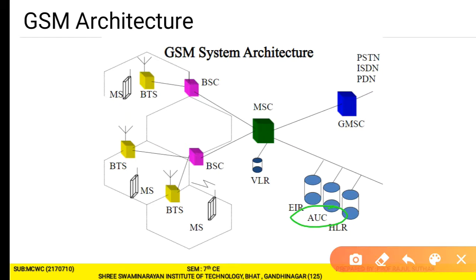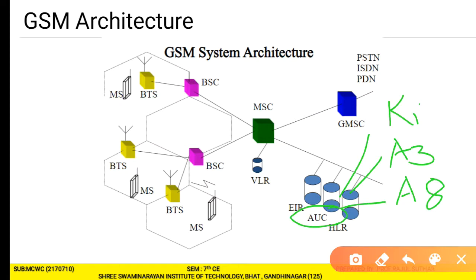The authentication center maintains the authentication key and algorithms that provide security. So the security is provided to the VLR. The authentication center contains the security module for the authentication key Ki, the authentication algorithm A3 and the cipher key generation algorithm A8. We require the Ki, the key, then the authentication algorithm A3 and the cipher key generation algorithm A8. So this is covered in the authentication center.